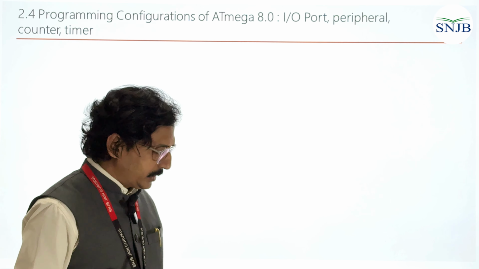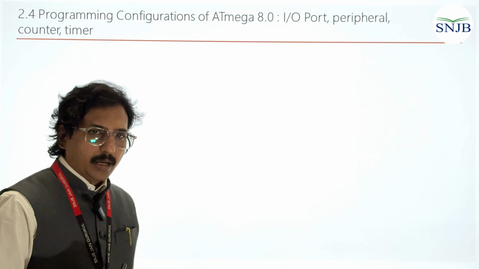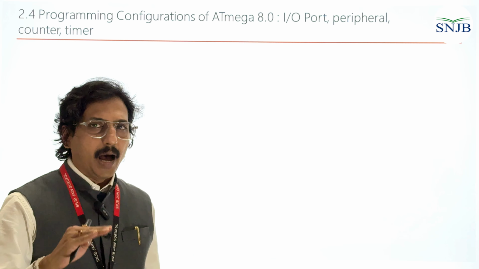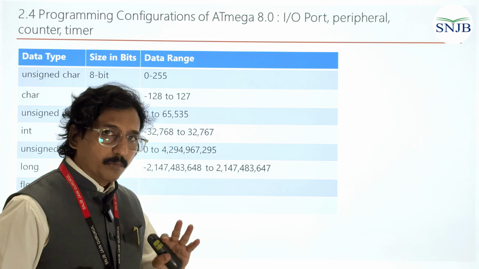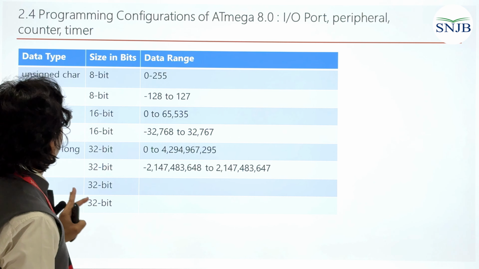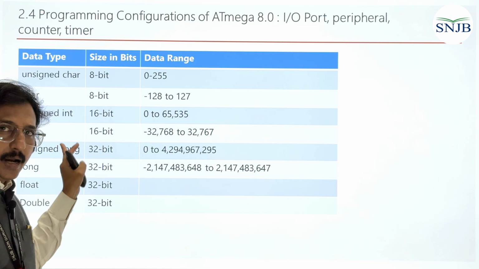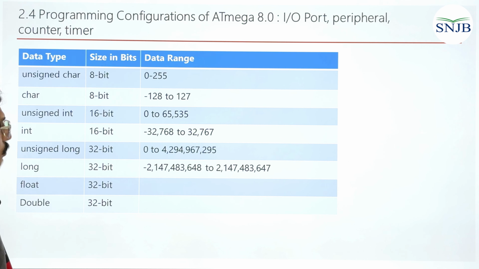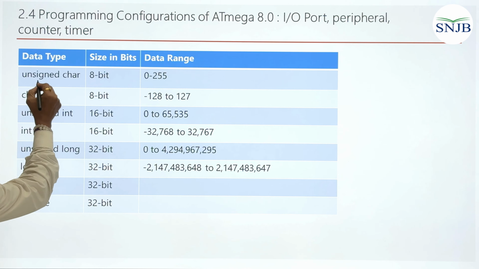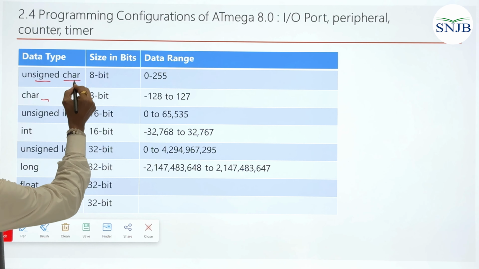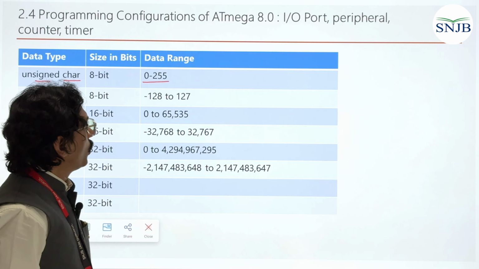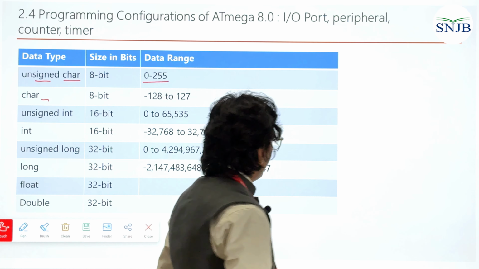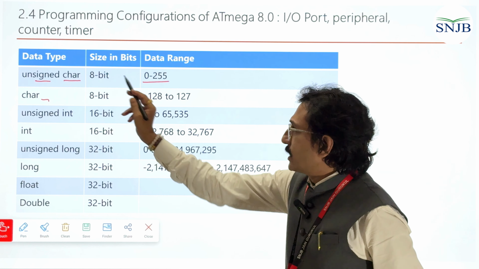As far as programming is concerned, as I mentioned earlier, variable casts are important. So as far as this topic 2.4 is concerned, we must get introduced to the variable casts. These are a few examples of the variables. For example, unsigned character. It is having a range between 0 to 255. The length of it is only 8-bit.